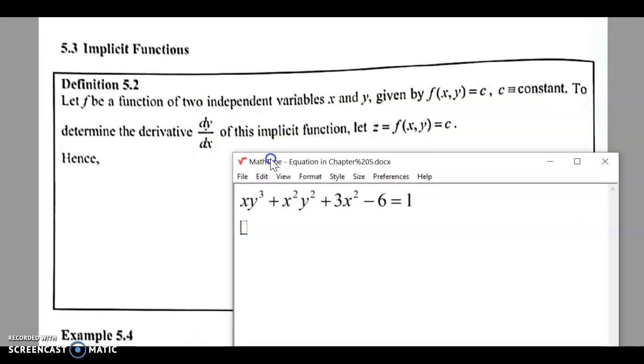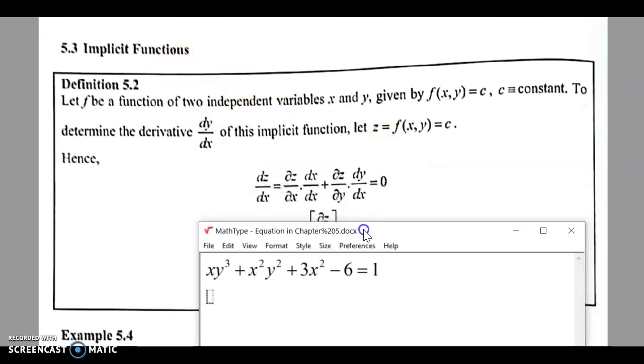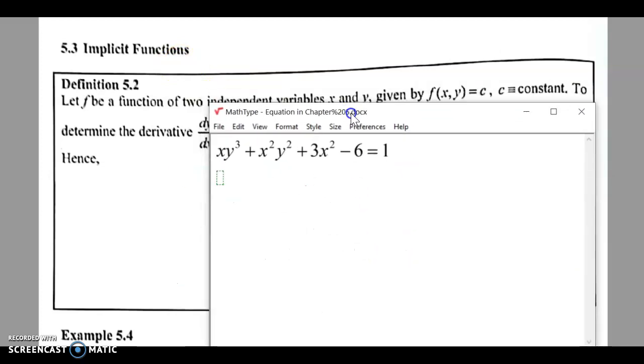So let us first try to use the equation that we have discussed before in implicit differentiation. You can have a look at the video of implicit differentiation before. Previously we solved this by using the concept of implicit derivative. Now we want to solve this by using implicit functions, which will use this formula. Just want to show you how easy it is.